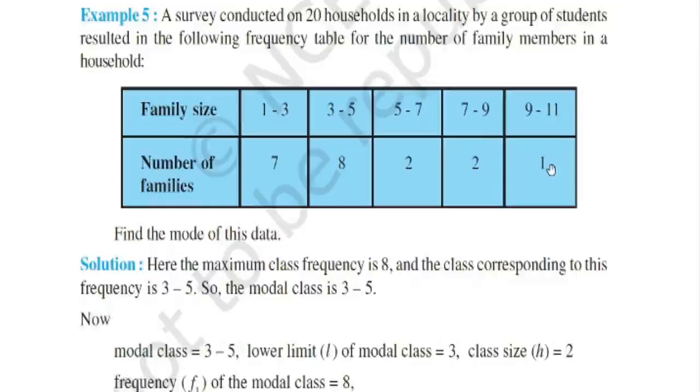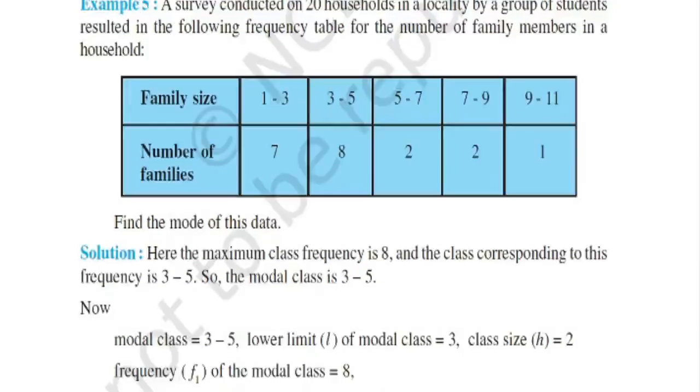First you have to check the frequencies. Here 7, 8, 2, 2, 1. The highest frequency is 8. So the class interval 3 to 5 is called the modal class. So we can write here that the maximum class frequency is 8, and the class corresponding to this frequency is 3 to 5. So the modal class is 3 to 5, and the lower limit of the modal class is 3. And the class size is the difference of upper limit and lower limit. Normally we will consider class intervals having the same class size. So here the difference is 5 minus 3, that is 2. So H equals 2.